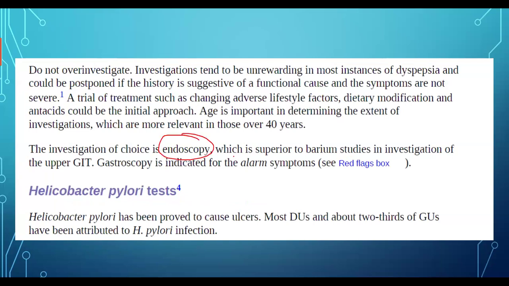Endoscopy is superior in investigation of the upper GIT than barium meal. We no longer do barium meal unless we really need to. So endoscopy or gastroscopy is the main investigation of choice. There are a few other things, like if you suspect the patient having a peptic ulcer disease, you can also check for Helicobacter pylori.